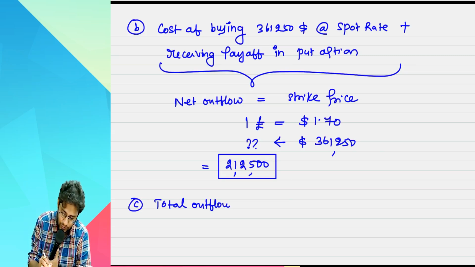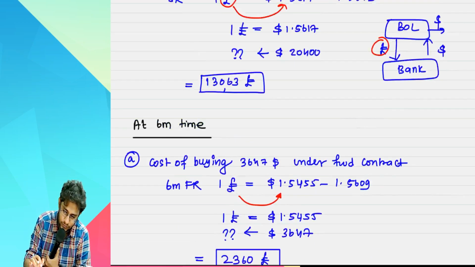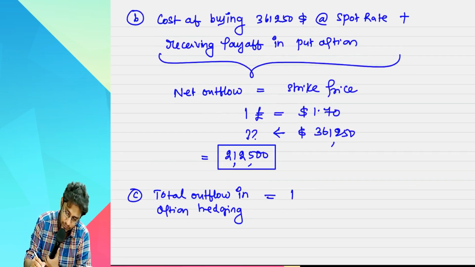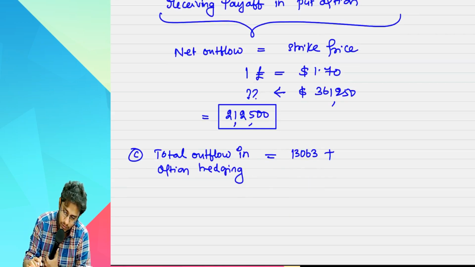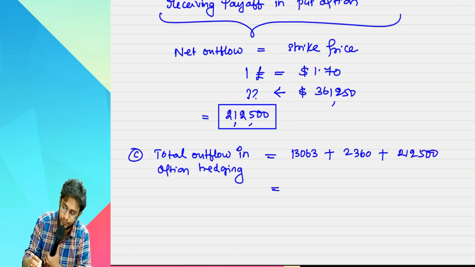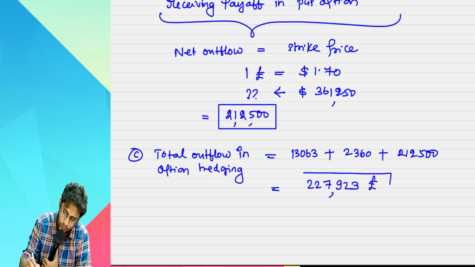So, total outflow in option hedging. Add every box. 13,063 plus 2,360 plus 212,500, total. Yeah, okay, pound.